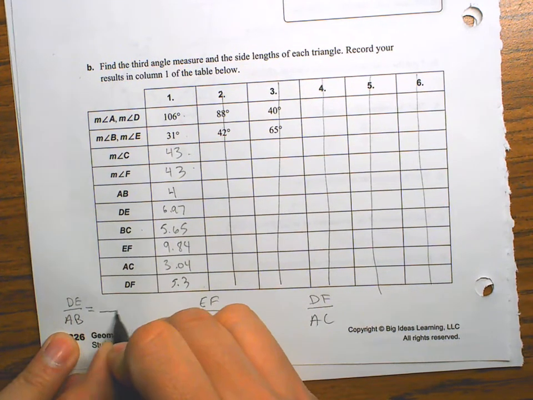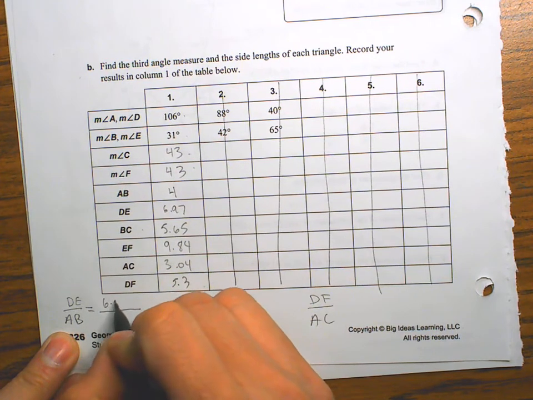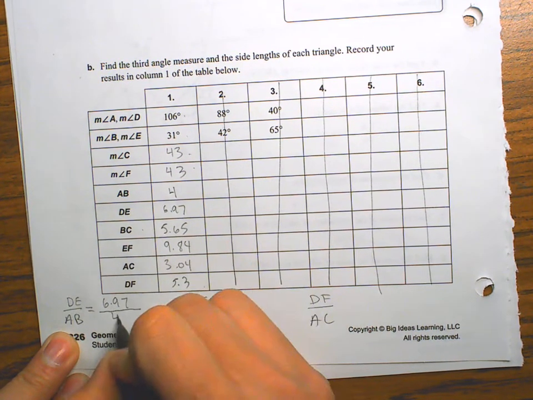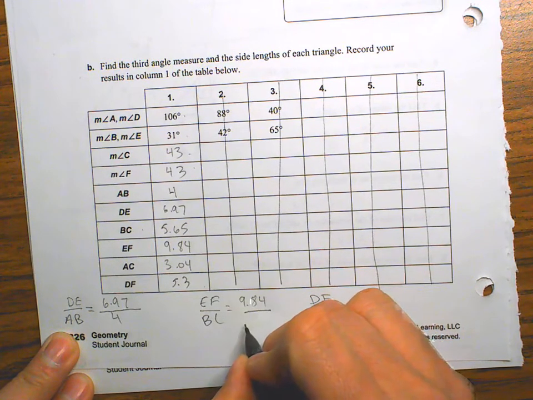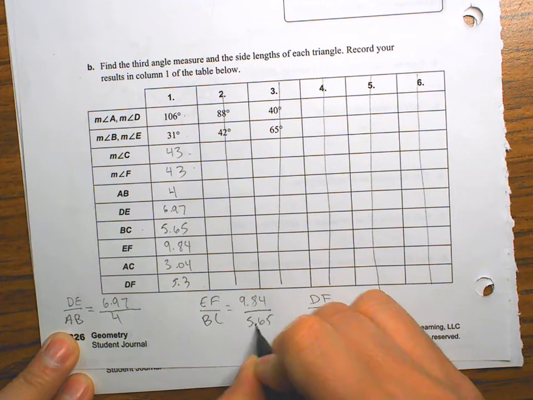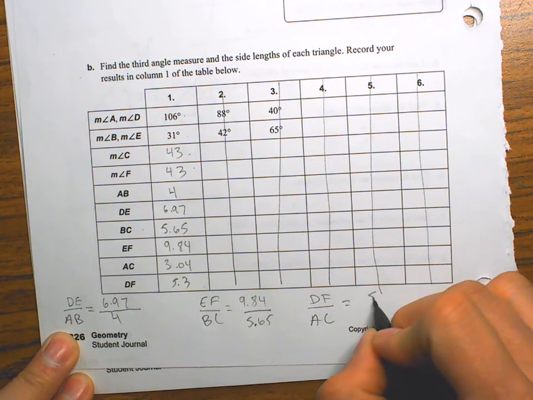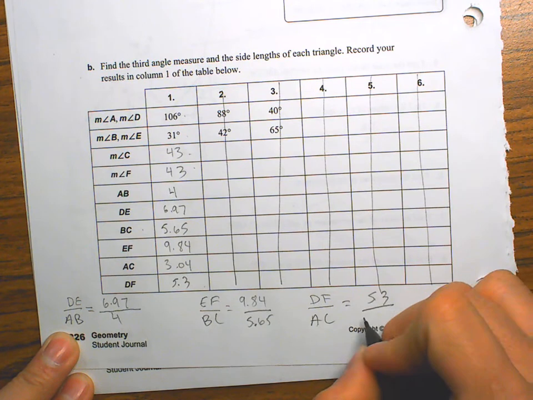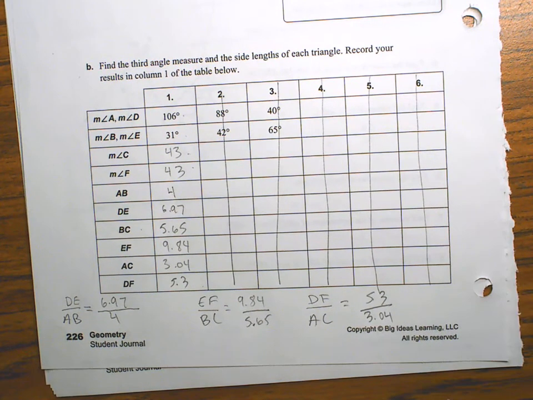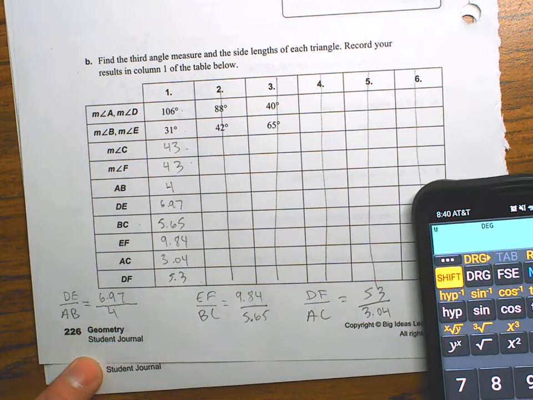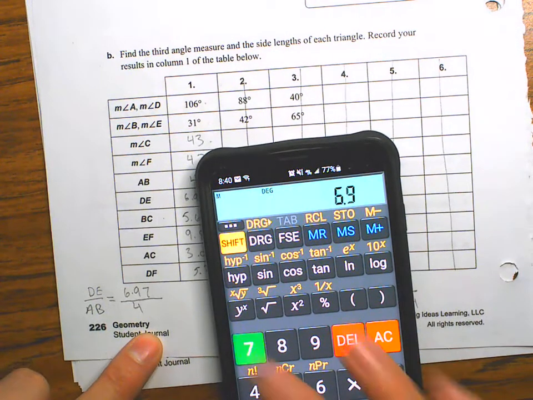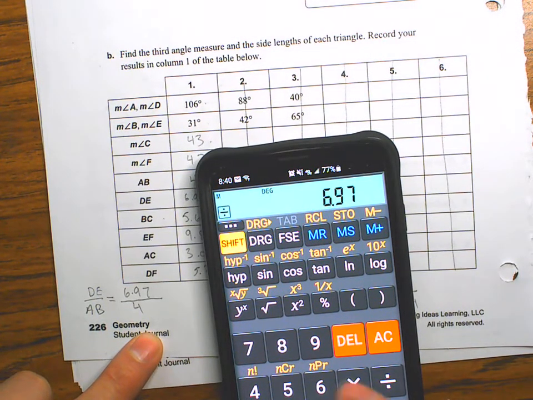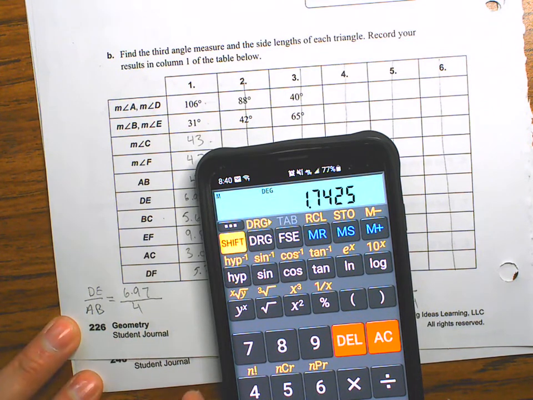So let's look at the measurements right there. DE is 6.97, AB is 4, EF is 9.84, BC is 5.65, DF is 5.3, and AC is 3.04. So what exactly am I going to do with these numbers? Well, I'm going to divide them. I got my little calculator here handy. I know you can't see the whole thing on the screen, but 6.97 divided by 4 is about 1.74.